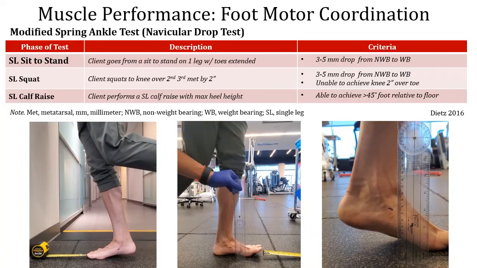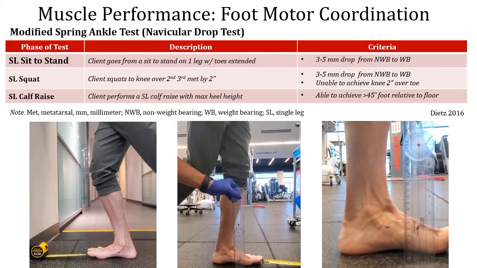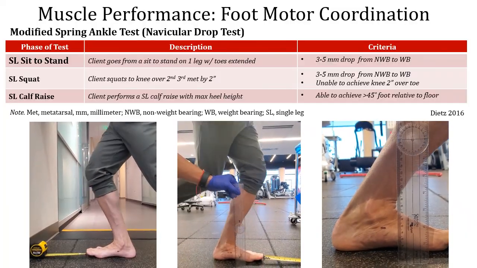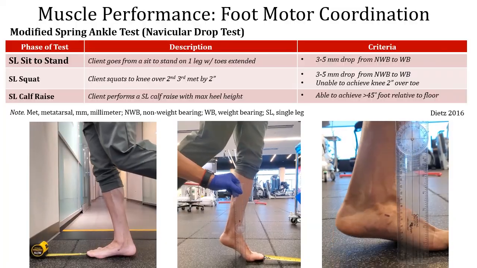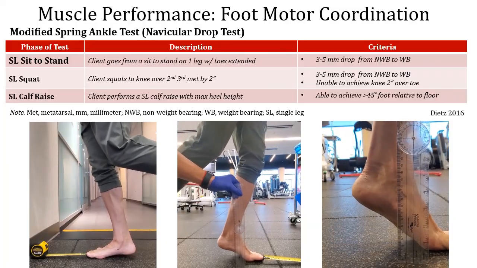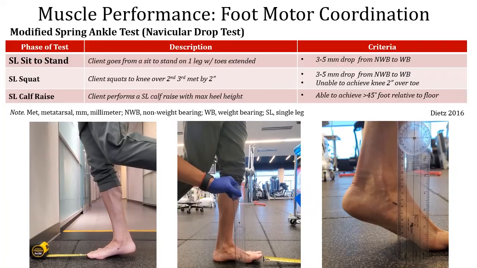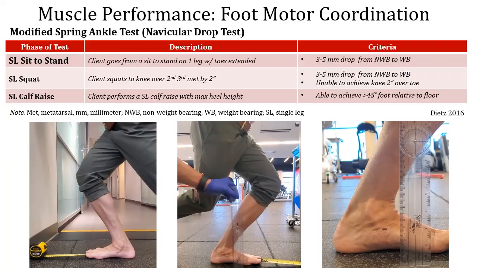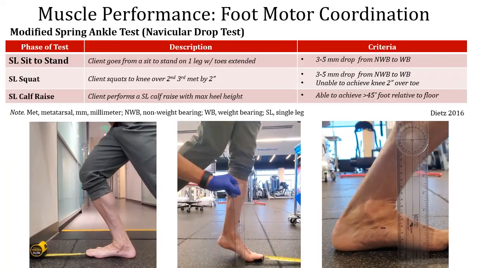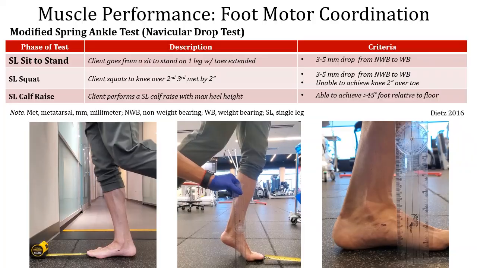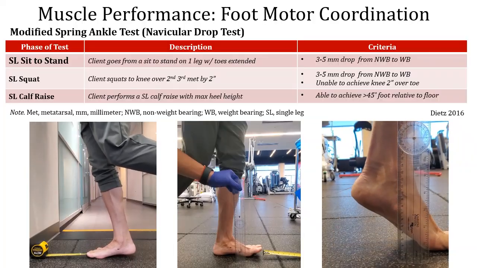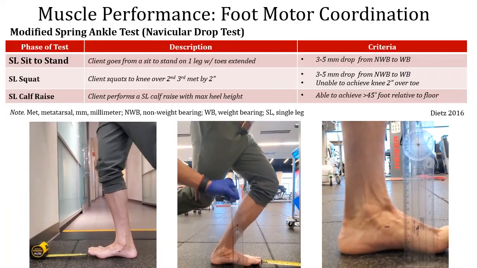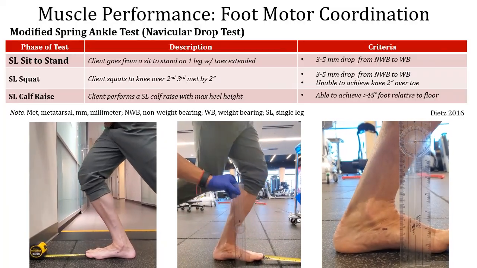Then you have a single leg squat, where you ask the client to go into a single leg squat position where the knee translates 2 inches past the second and third metatarsal. And once again, you're looking for less than 3 to 5 millimeters drop with the ability to achieve that 2 inches over toe. So there needs to be sufficient dorsiflexion and sufficient tension within the arch, such that they don't go into more of a pronated position.